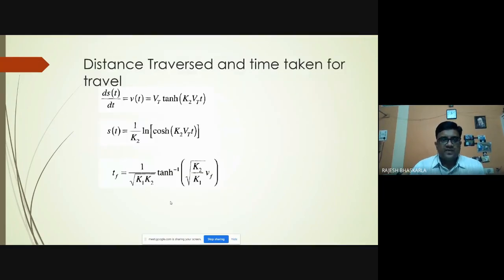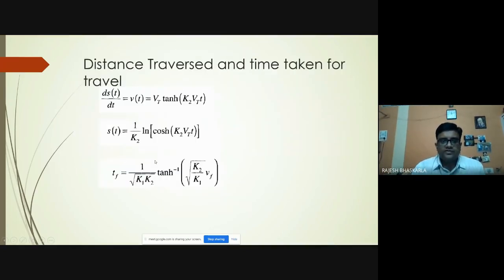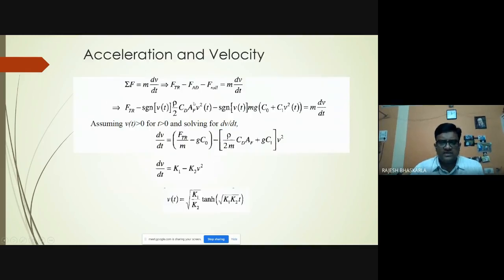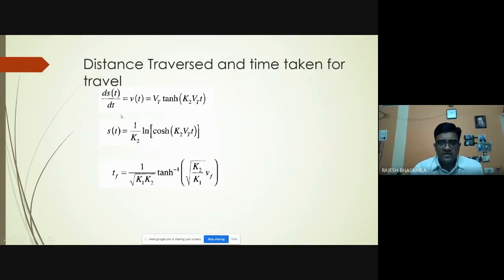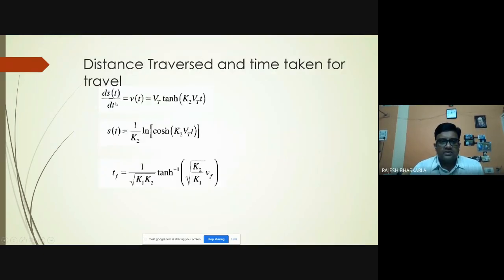Okay, right. Now, if you want to calculate the distance traversed by the vehicle, from the previous expression, how can you get distance from velocity? If you find ds by dt, which is nothing but v of t, from this expression you can get v of t, which is the square root of K1 by K2 times tanh of root K1 K2 t. This is nothing but this expression reduced in a different way. So from this velocity expression, you can get the distance traveled, by integrating ds by dt, which is velocity.